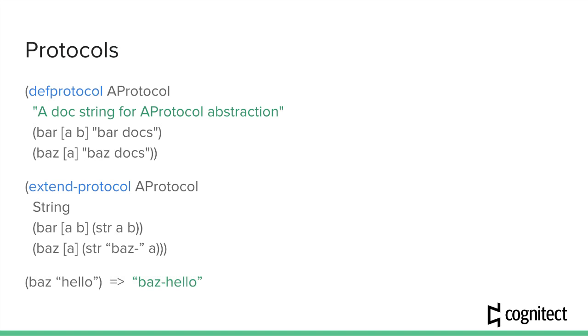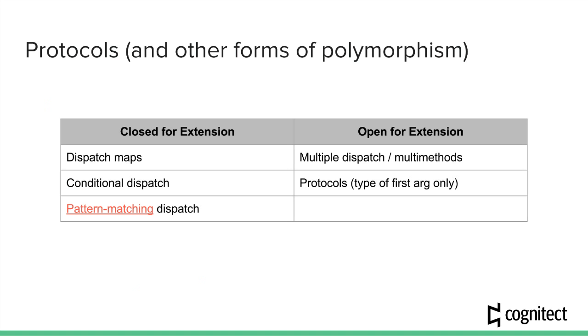But it's not the only mechanism for polymorphic behavior inside of Clojure. We can talk about polymorphic behavior based on types of polymorphism that are closed for extension and types of polymorphism that are open for extension. So on the closed for extension side, it's pretty common to see Clojure code that uses dispatch maps. That's pretty common across all functional aspects of other languages, conditional dispatch, and even pattern matching dispatch. And the open for extension aspects of polymorphism in Clojure, we have multi-dispatch using multi-methods, and we have protocols, which is only polymorphic on the very first argument. So those are basically the choices you have for polymorphism inside of Clojure.